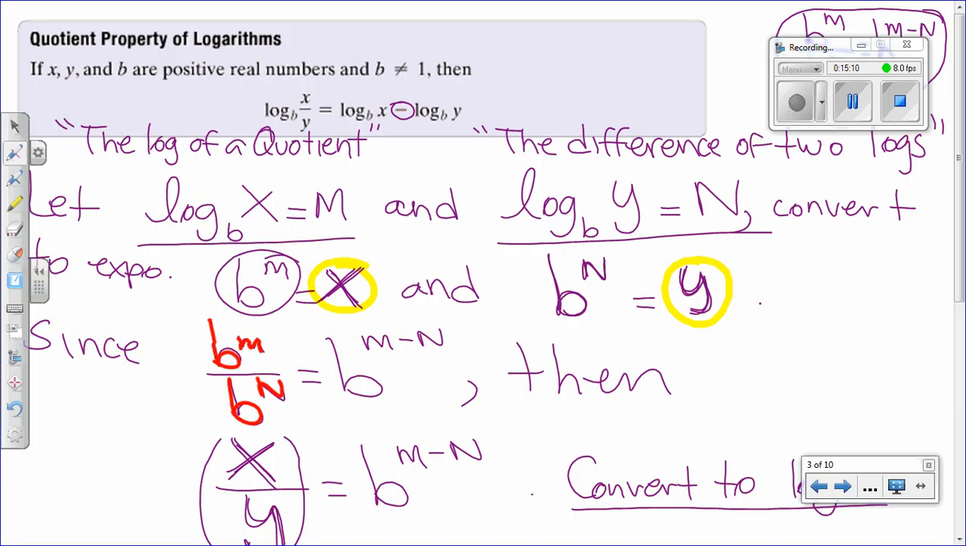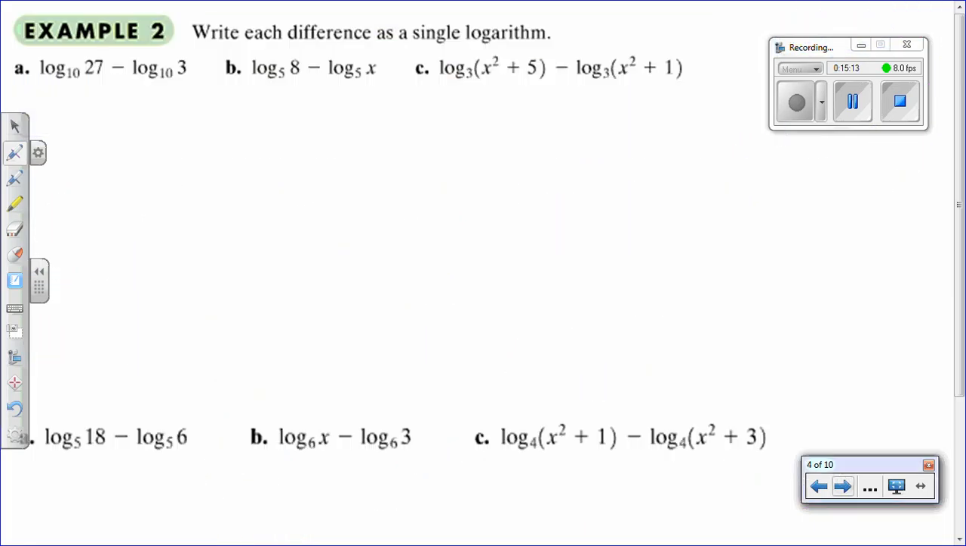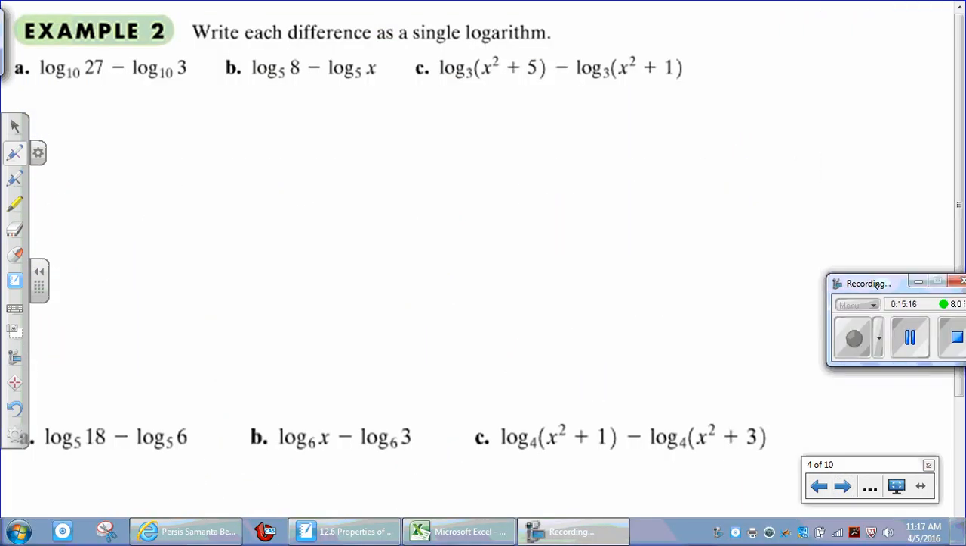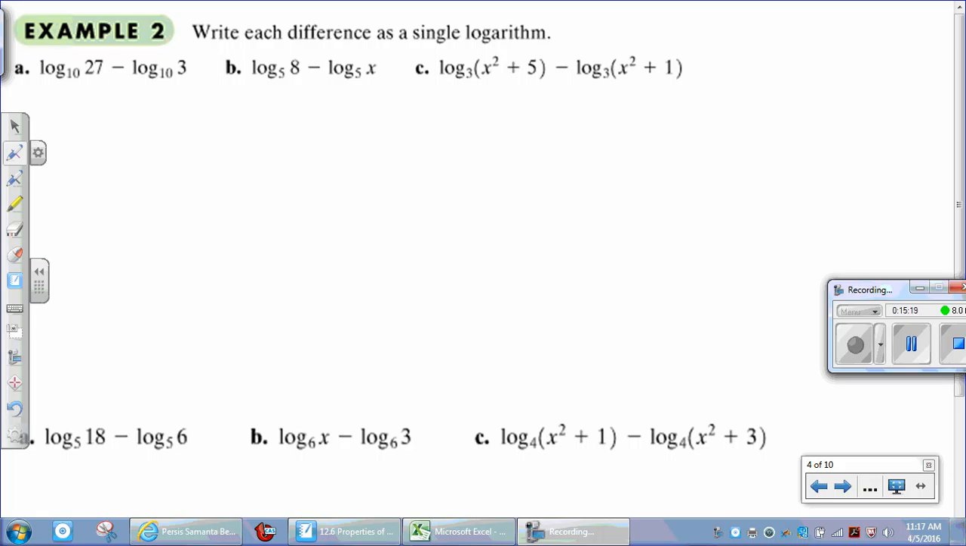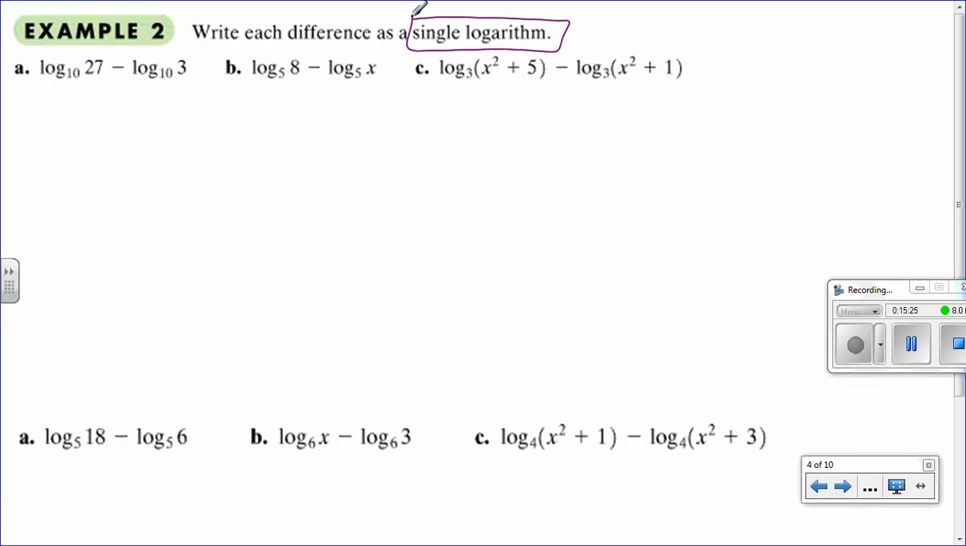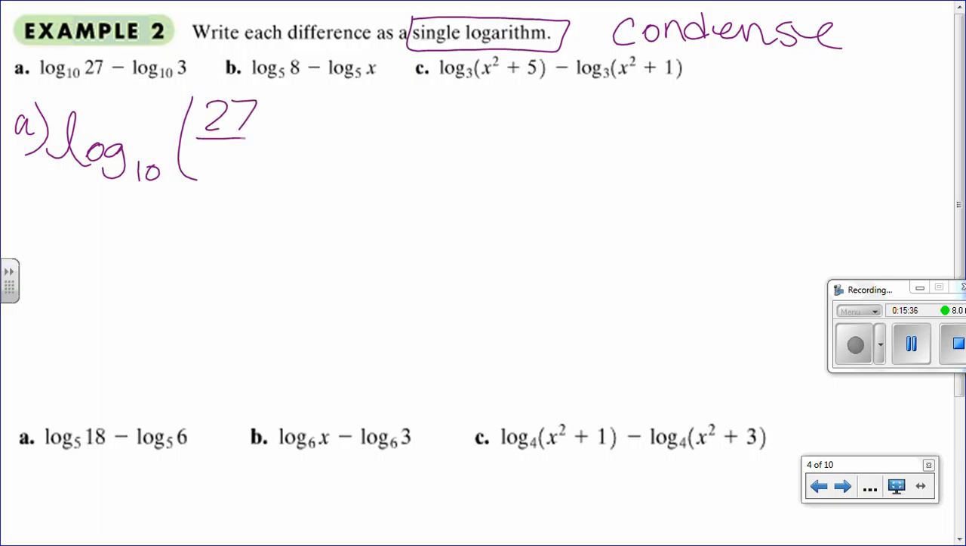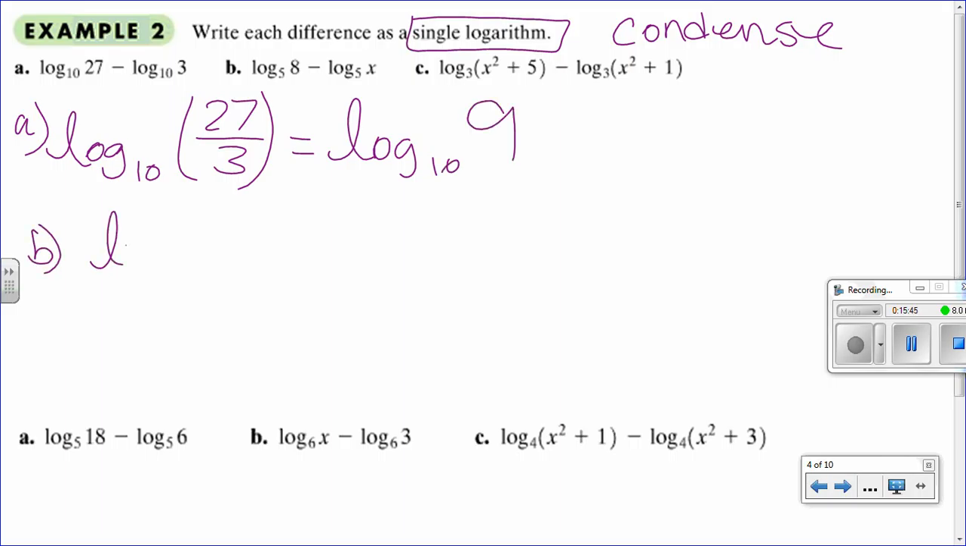So now let's go ahead and apply it, and then we'll take a break after that. So let's do the first three, and then we'll take a break, and when we come back, you will do the next three. Okay. So now you notice it says write as a single logarithm. So again, we are condensing. So right here for part A, we're going to have log base 10 of 27 over 3. And of course we could divide, so that would be 9. And here we will have 8 over x.